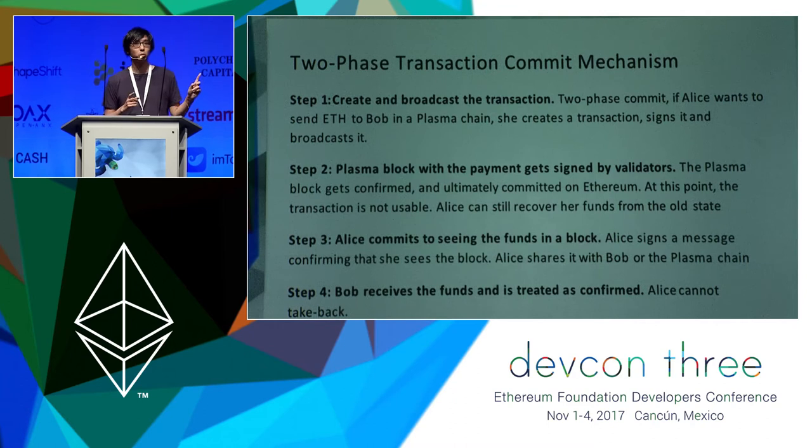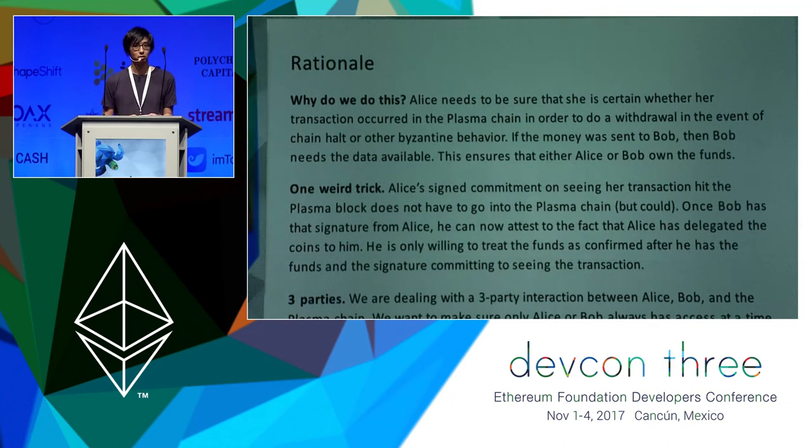And then step three is where it gets weird. Alice commits that she saw her transaction get submitted into a block, and she can give that to Bob, or she can submit it onto the Plasma chain so that there's a second record. So it's like, I submit a transaction, and I submit another transaction saying I saw the first one. And then at that point, when Bob sees that second step, whether it be directly from Alice or from the Plasma chain, Bob now has assurance that the money is his.